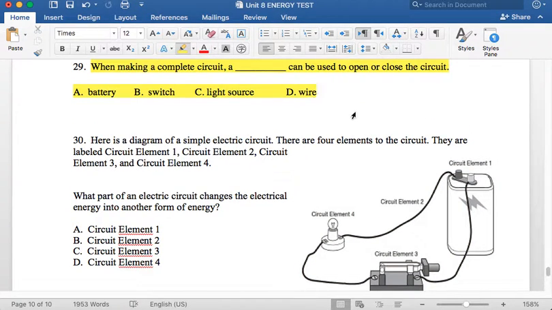When making a complete circuit, a blank can be used to open or close the circuit. So what can be used to open or close the circuit? A. A battery. B. A switch. C. A light source. Or D. A wire.